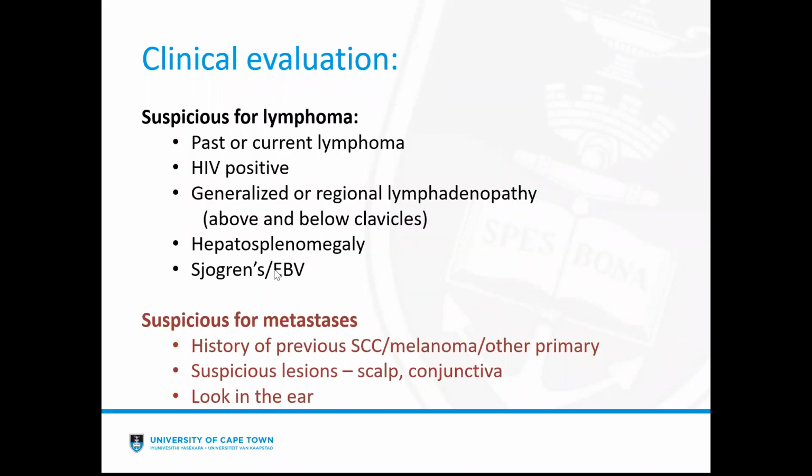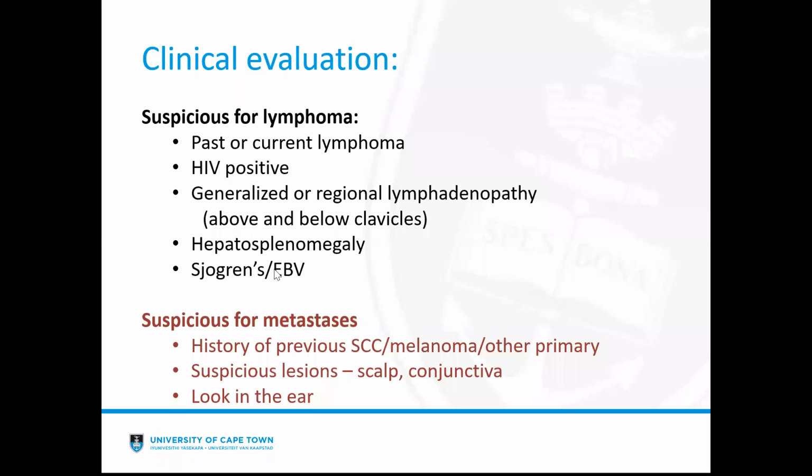It's important to recognize features which may be suggestive of an underlying lymphoma, as your subsequent investigation and management will obviously be very different. Lymphomas may be suggested by a current or a past diagnosis of lymphoma. Patients who are HIV positive with low CD4 counts are at a risk of non-Hodgkin's lymphomas. Significant associated lymphadenopathy, generalized or regional, where it's important not to forget to examine below the clavicles in the axilla and inguinal regions, as well as to look for hepatosplenomegaly. In addition, not to forget that patients with Sjogren's disease and infectious mononucleosis are at risk for lymphomas.